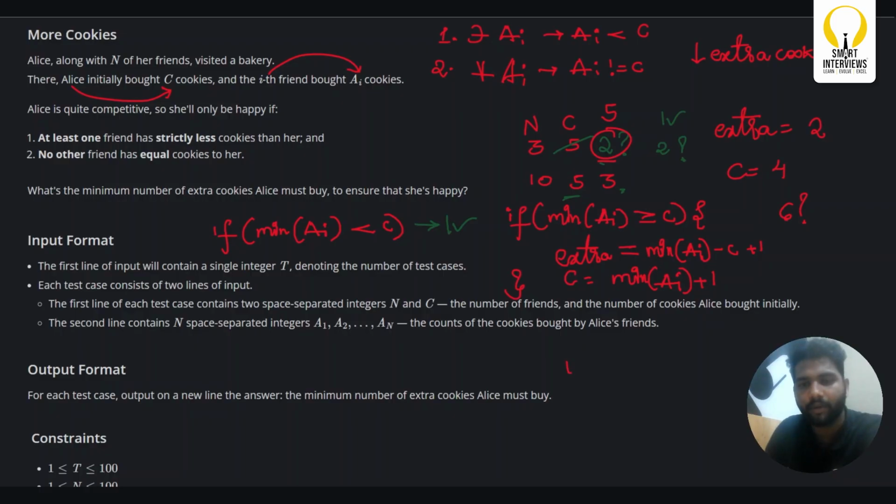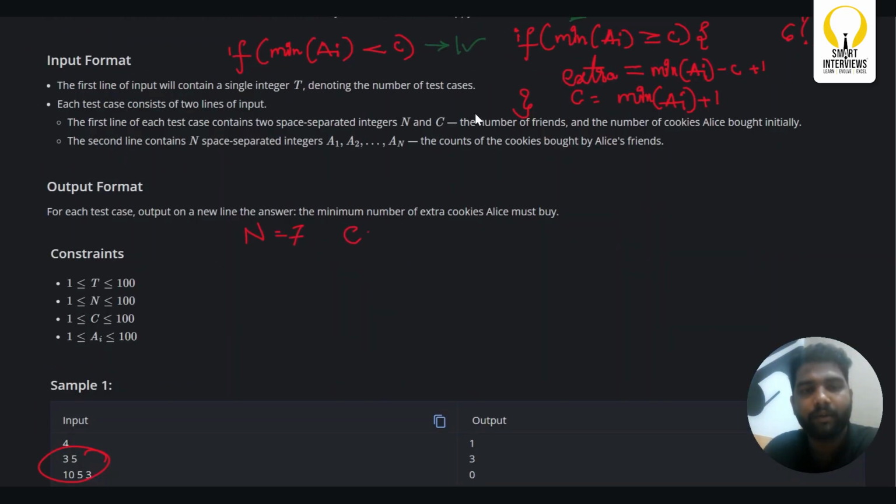But let's take one more example. N equals 7, C equals 5, and the elements in the array are 10, 9, 6, 5, and 3, something like this. Now, what are we doing previously? We are checking the first condition. It is being satisfied because 5 is greater than the smallest element in the array. Now, for the second condition, I'll compare with every element in the array and see if there is any duplicate with respect to 5. So we crossed all these elements and we came to 5. Now here they are matching.